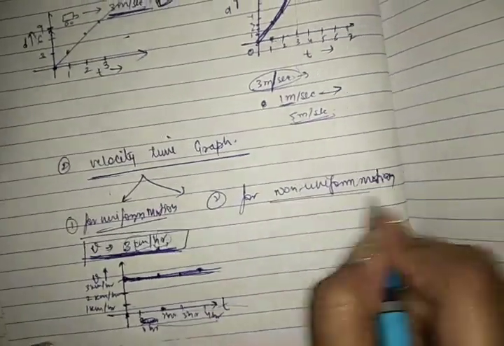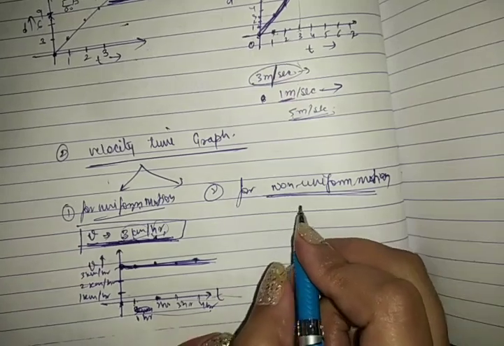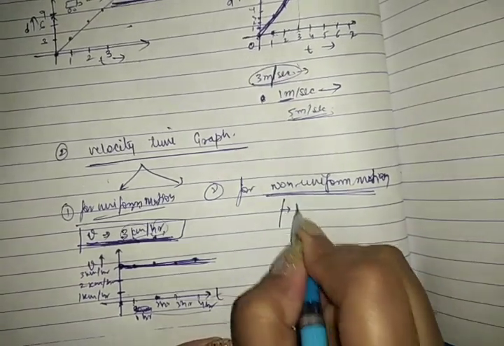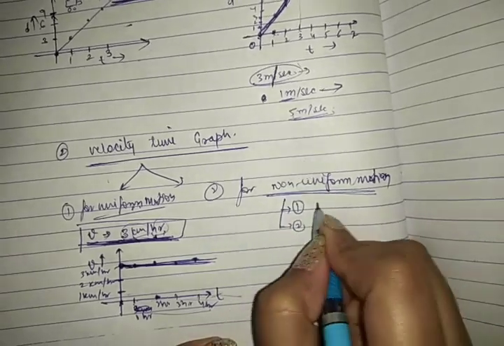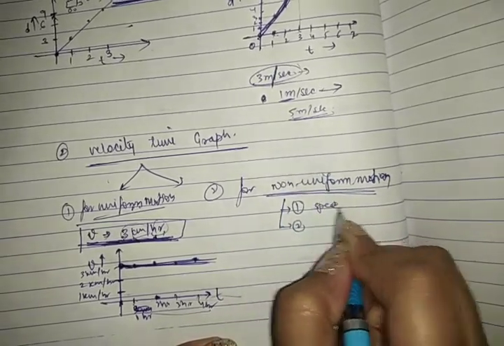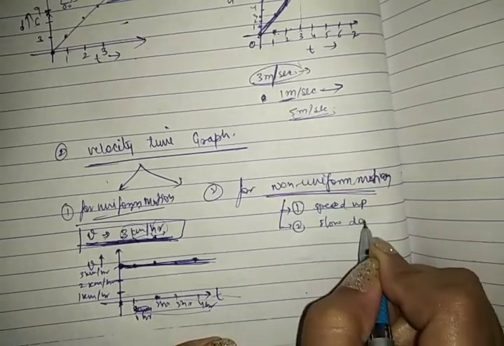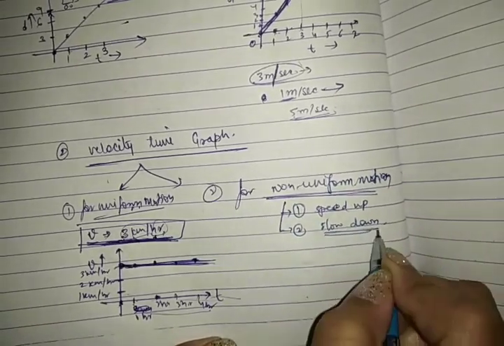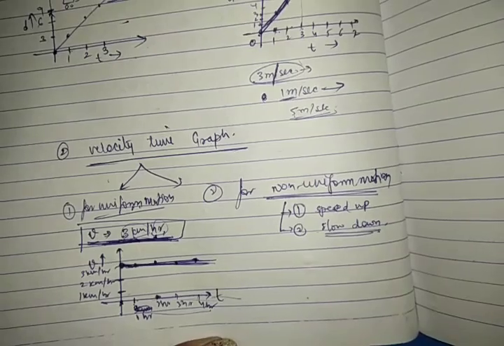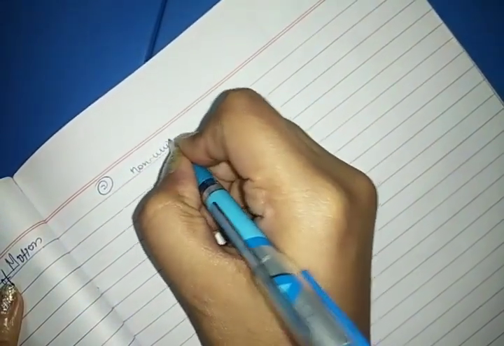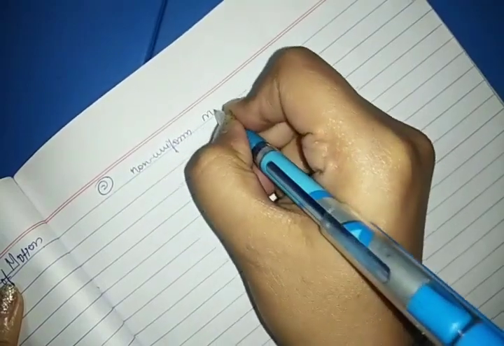Now for the non uniform motion, there can be two categories. The first thing is if the velocity is speeding up, the second one is if the velocity is slowing down, right? If the object is slowing down or if the object is speeding up. So the second point we were discussing is non uniform motion.